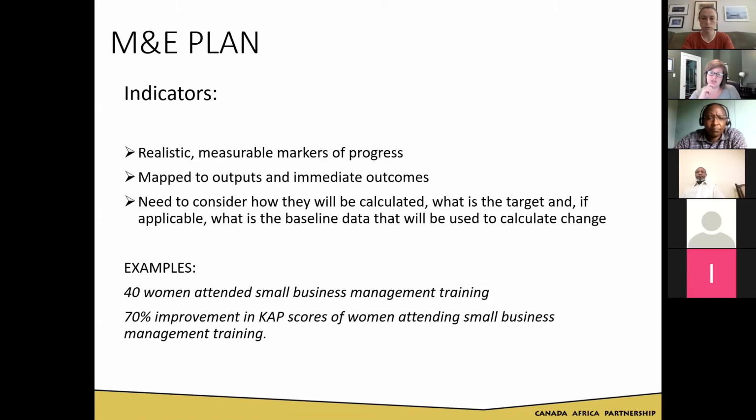For some indicators, you may have a baseline already. So you may already know, say, if it's an education program, how many children are in school in that community, and you may be trying to support more students in being able to attend school. You may have a baseline already. If you're talking about knowledge and skills change, it's really difficult to have a baseline that pre-exists your project.